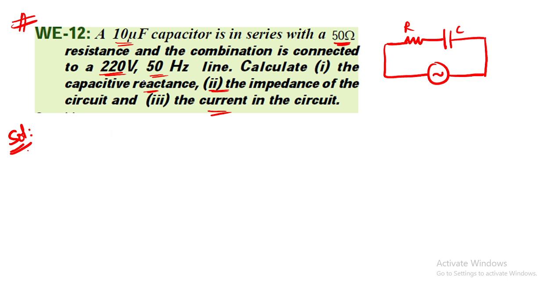So how much supply are you giving, buddy? Your supply, that is the ERMS value, is how much here? 220 volt. And the frequency is how much here? 50 hertz. Right. Now calculate the capacitive reactance they ask. First question is what is it here?